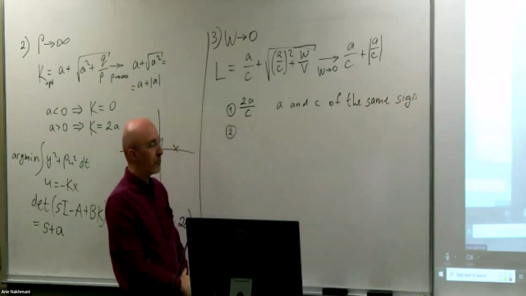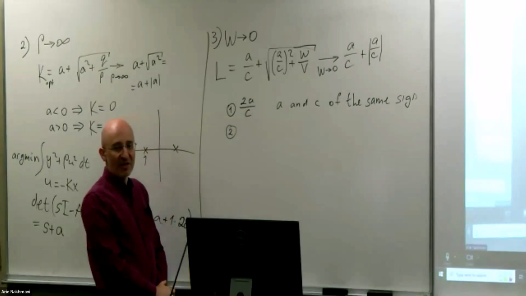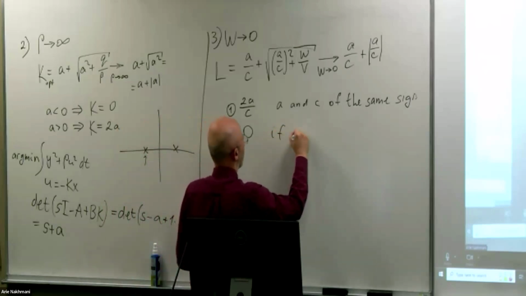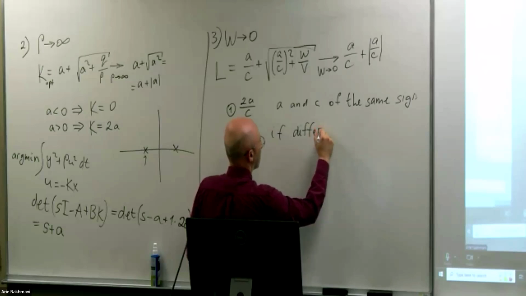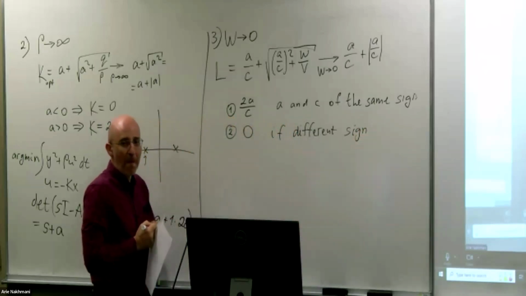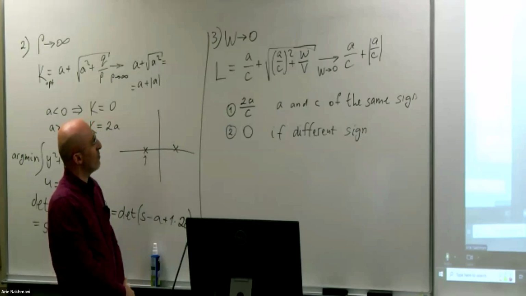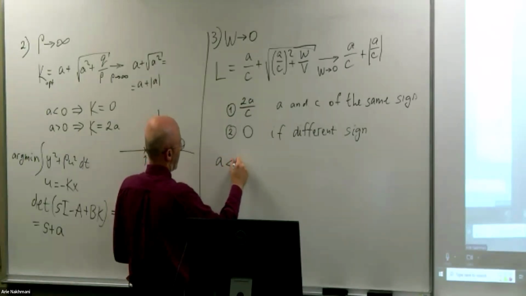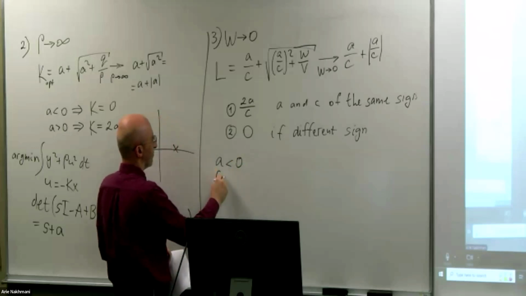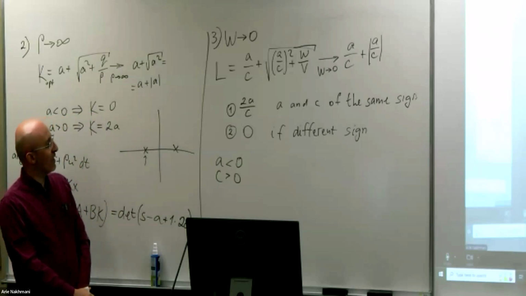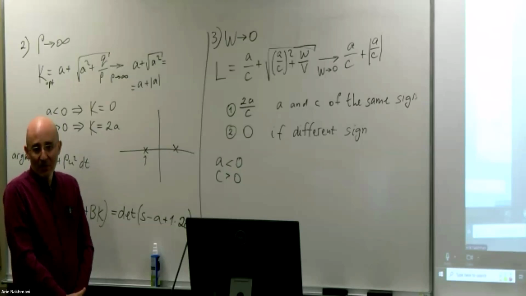They have the same sign, right? If they're of different sign, what do you get? Then you get 0. Okay. Different sign. Okay, so what happens, for example, if A is negative? C is positive, which means the system is stable. Okay, so what would the Kalman gain be? It would be 0, right?